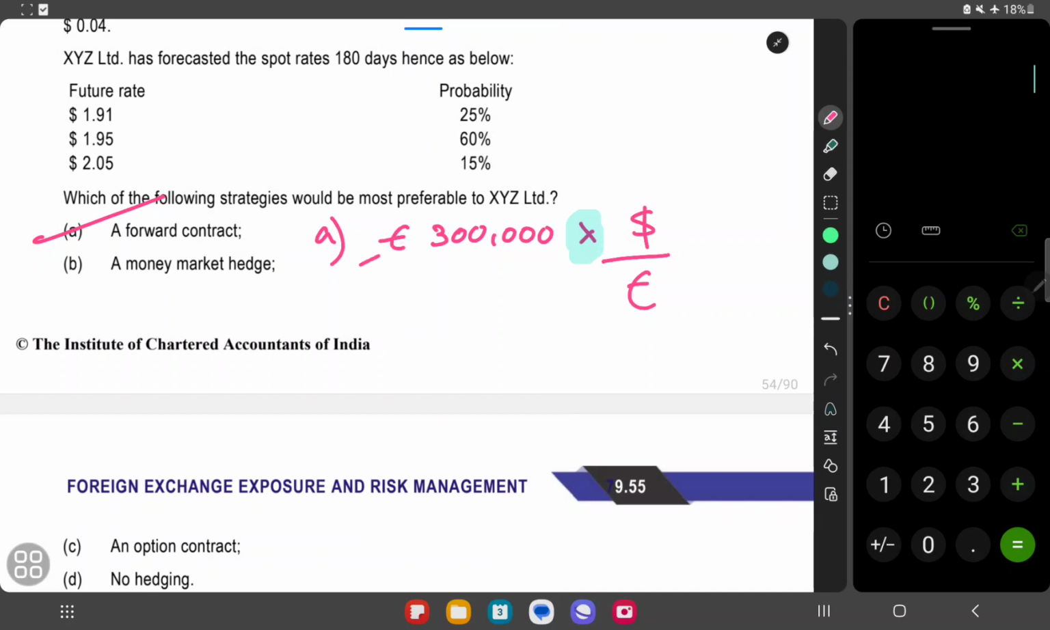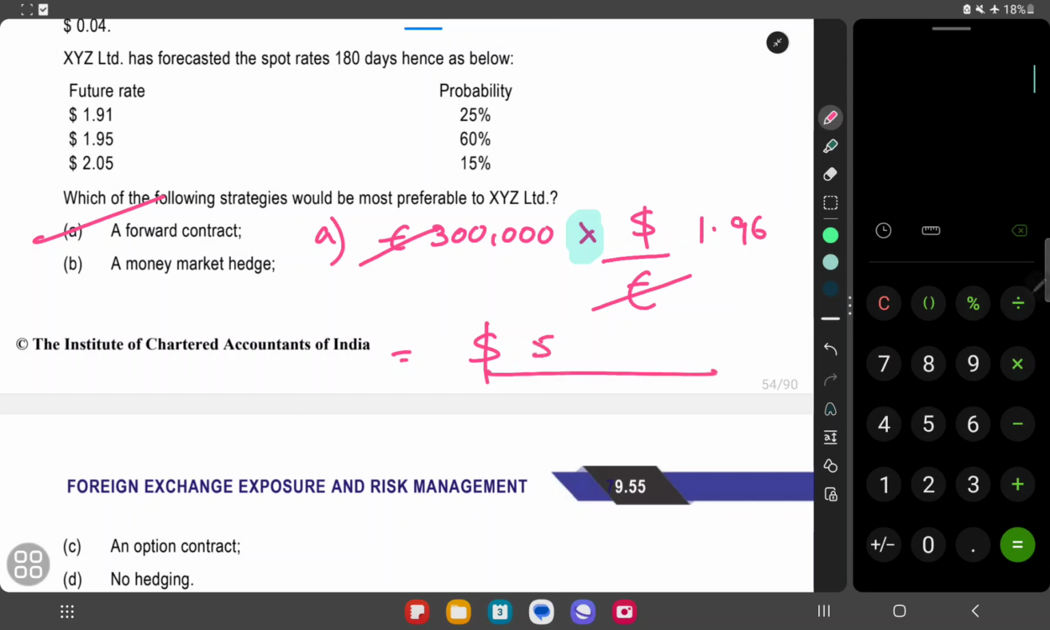Just because my common currency has to cancel out. Only if I multiply the common currency, which is pound in this case, will cancel out. It's a direct pound quote. And when that happens, I'll be left with equivalent dollars. So this is 1.96. So when I do that, 3 lakh into 1.96 is 5,88,000.